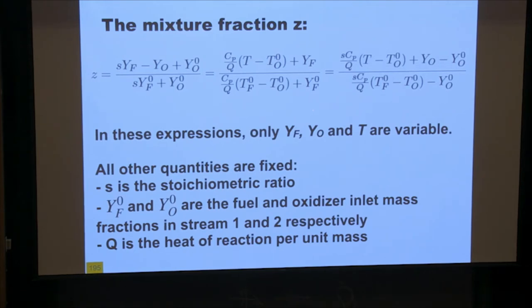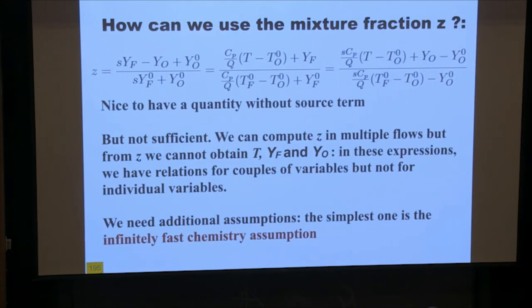Does that help you? Well, not yet, because it doesn't give the solution to the problem. I'm not interested in having YF minus YO. I want YF and YO. So we'll need to do that here. And to do that, we need one additional assumption, which is the big classic for diffusion flame, and that's the following one. That's the infinitely fast chemistry assumption.